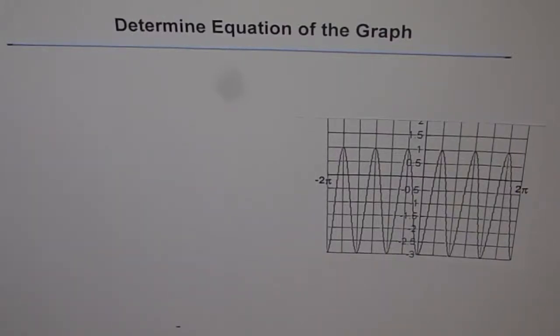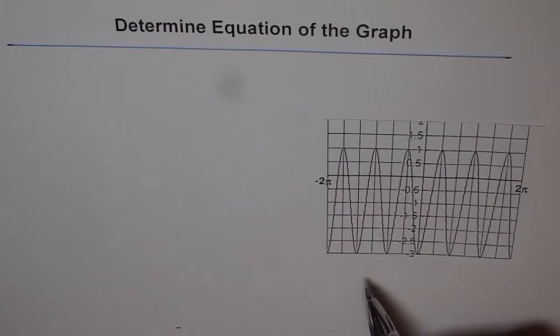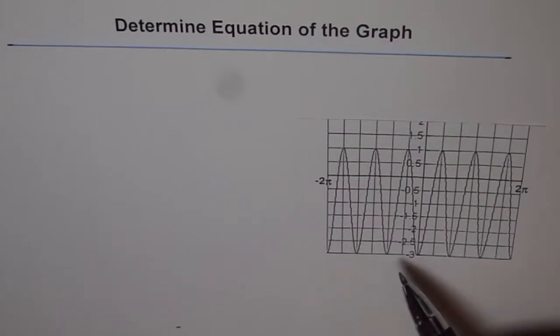Determine the equation of the graph, and we have graphs of sinusoidal functions here. I'll do a couple of them for you. Now this graph represents a sine function and we need to write an equation for it. Sine and cosine functions are similar, with just a difference in phase shift. The rest of the things are the same for them.